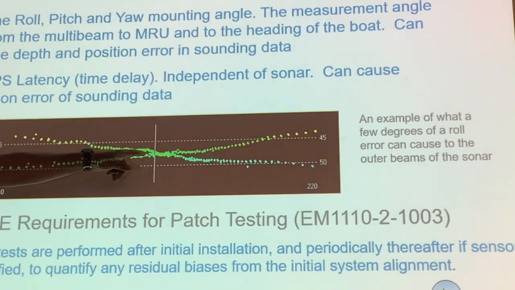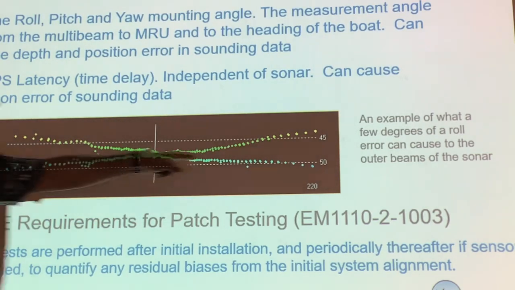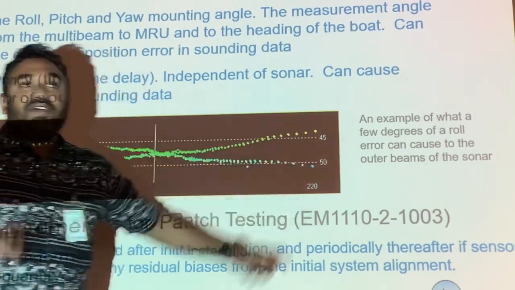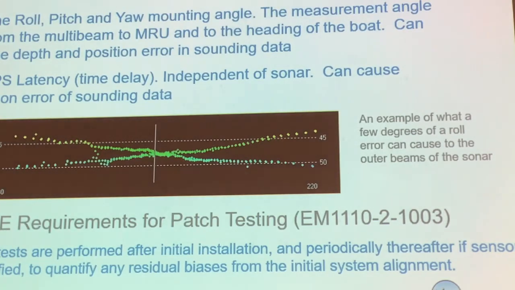Okay, so you see here, this is maybe about 1 degree, okay? But you see here the difference, 5 meters. That is the difference, because of the multi-beam installation being tilted by just 1 degree, as the distance gets farther, it's more than 5 meters apart.